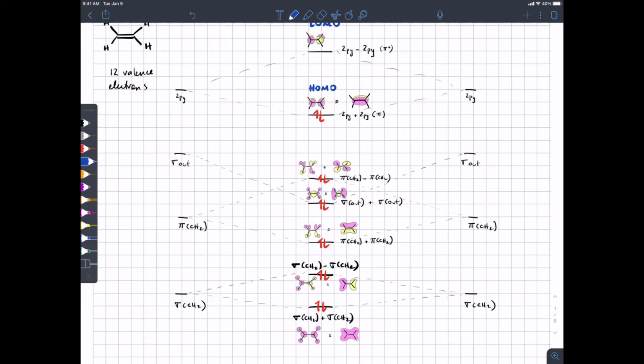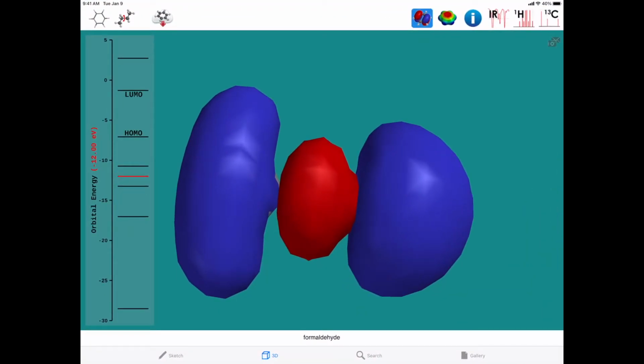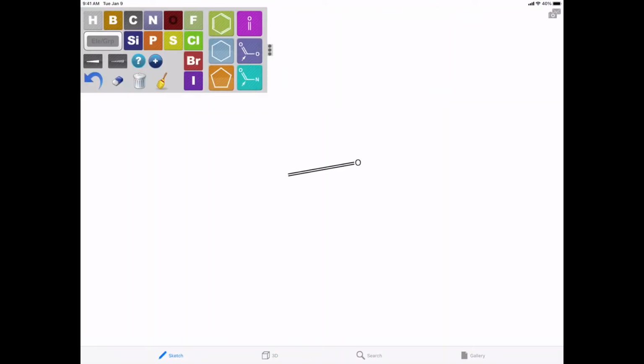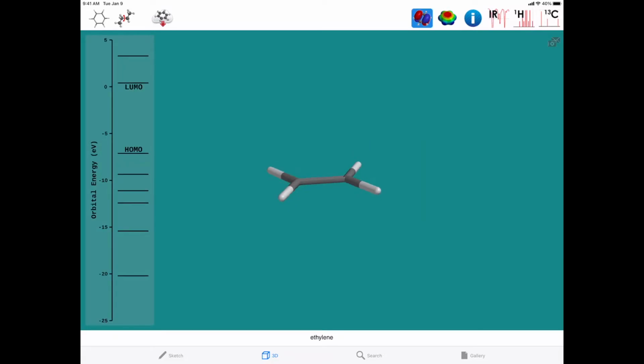Now, if you want to see whether what we did agrees with the results of MO calculations, I can take you to an app called Spartan, where we can draw ethylene. There it is. I'm going to download data from the database for ethylene. These MO calculations have already been done. I will press that, and we can start to see what these orbitals look like.